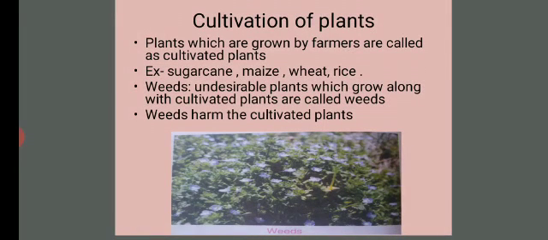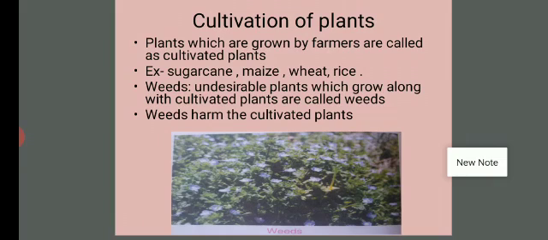Cultivation of plants. Cultivation means the plants which are grown by the farmer are called cultivated plants. The farmer grows them, whatever be the reason, for self use or for commercial purposes, to grow and sell in the market. Such plantation is called cultivation of plants. Examples are sugarcane, maize, wheat, rice and many more plants.